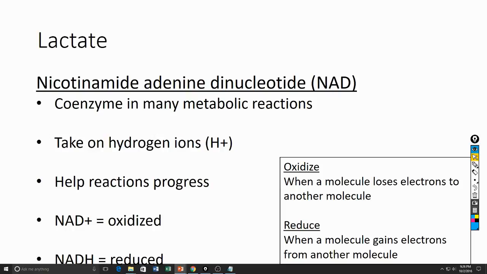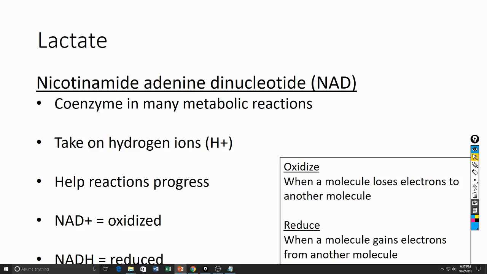NAD is a molecule called nicotinamide adenine dinucleotide. For the sake of my not having to say that too much, I'm just going to call it NAD. Okay? We're going to see it a bunch, honestly, throughout this bioenergetic unit. It's used in a bunch of reactions, both in the mitochondria and in glycolysis as well. And this molecule is used to grab up hydrogens, essentially.